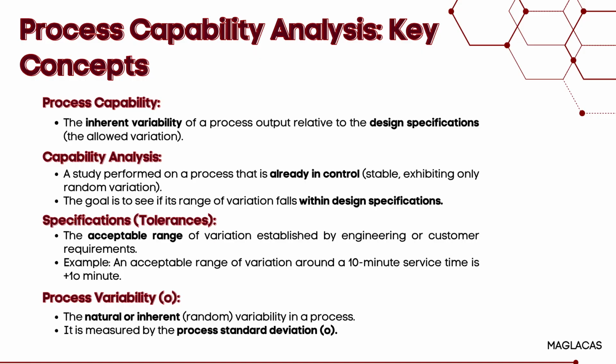First we have process capability. This is the inherent potential of a process output relative to what the consumer allows. It answers the question, can we consistently hit the target our customer has set?